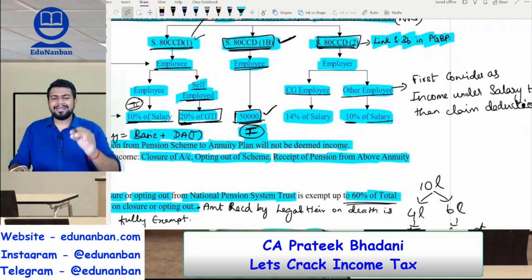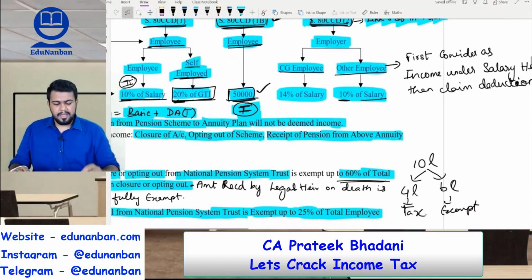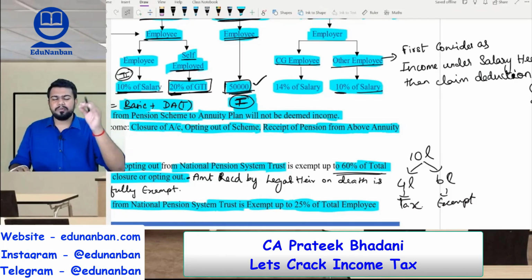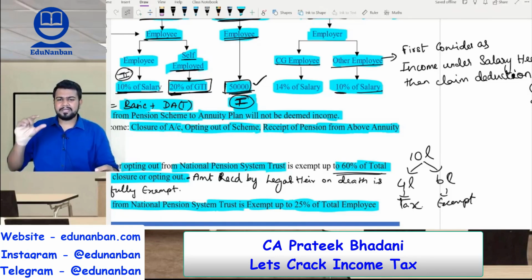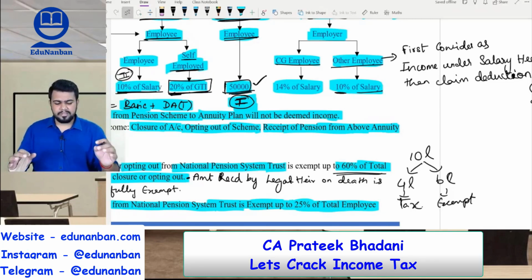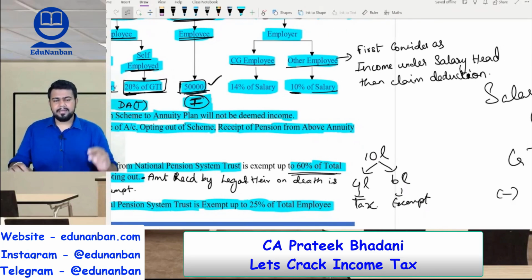Next, sir, section 80CCD subsection 2 is available for employer contribution. If the employer is a central government employer, then the maximum employer contribution allowed as deduction is 14% of the salary. So the deduction will be 14% of salary or actual employer contribution, whichever is lower. If it is other than a government employer, then the maximum deduction will be 10% of the salary, or actual employer contribution, whichever is lower.